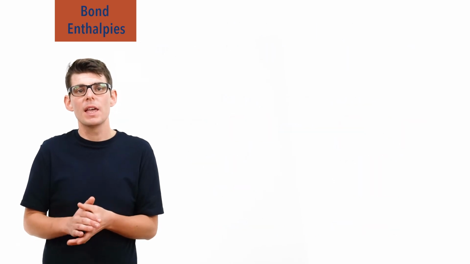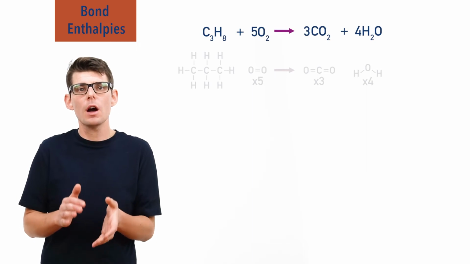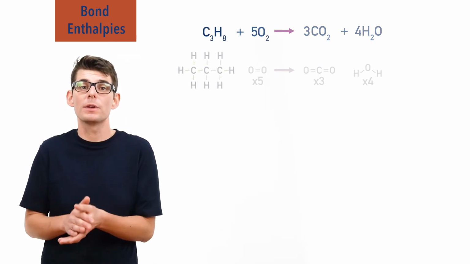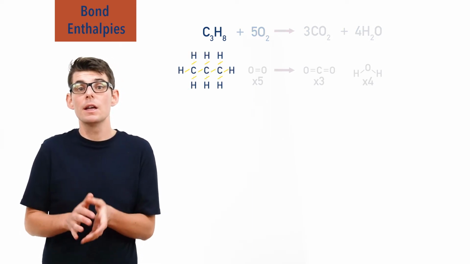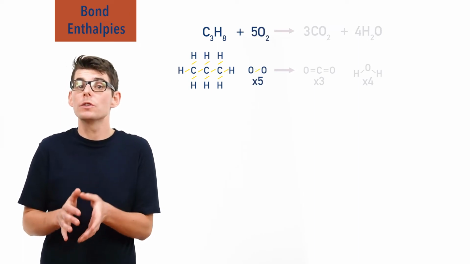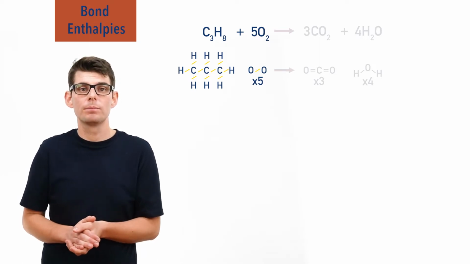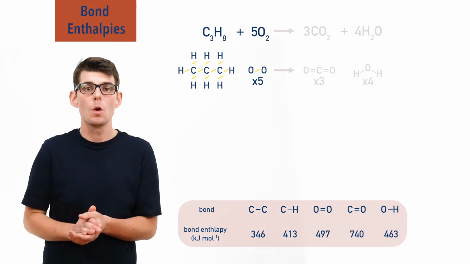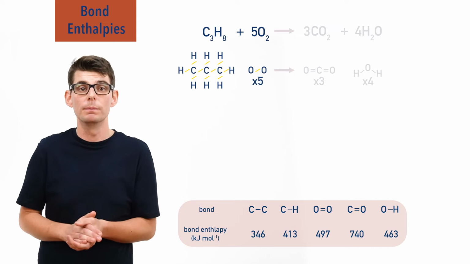For example, in the combustion of propane, C3H8, all the carbon-carbon and carbon-hydrogen bonds in the propane molecule must be broken in order to react with oxygen. Molecules of oxygen reacting must also have their bonds broken to free up oxygen atoms to form new bonds with the carbon and hydrogen from the propane. By looking at the bond enthalpies for the bonds in the propane and oxygen, we can see the enthalpy change that occurs as these bonds get broken.